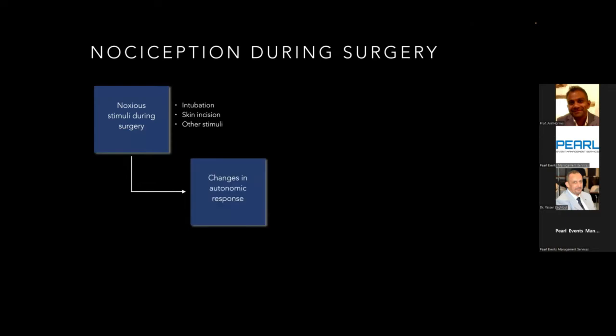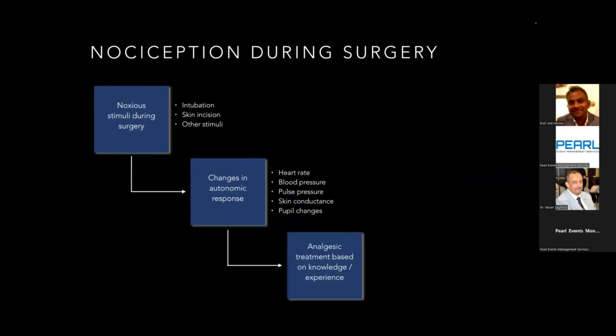But the problem is that we get changes in autonomic response, such as changes in our heart rate, blood pressure, pulse pressure, but we are often very slow to pick these up. And the analgesics that we use are based on our own experience, our own knowledge of previous surgery, and therefore they're very subjective. And as I've mentioned, we don't really have a real-time indicator.